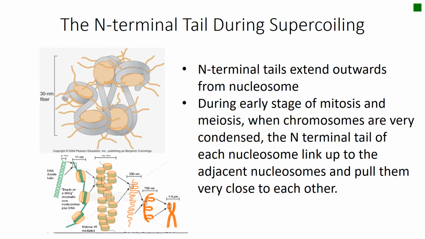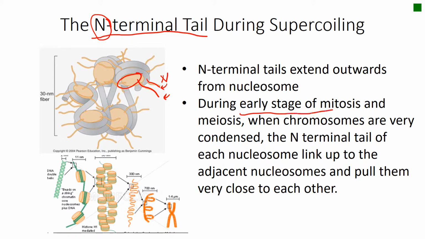Now, the 8 histone proteins have tails that extend outwards. These tails are called N-terminal tails. Now, the name N-terminal tail comes from the nitrogen that exists in the terminal tail. Now, what's the function of this tail?